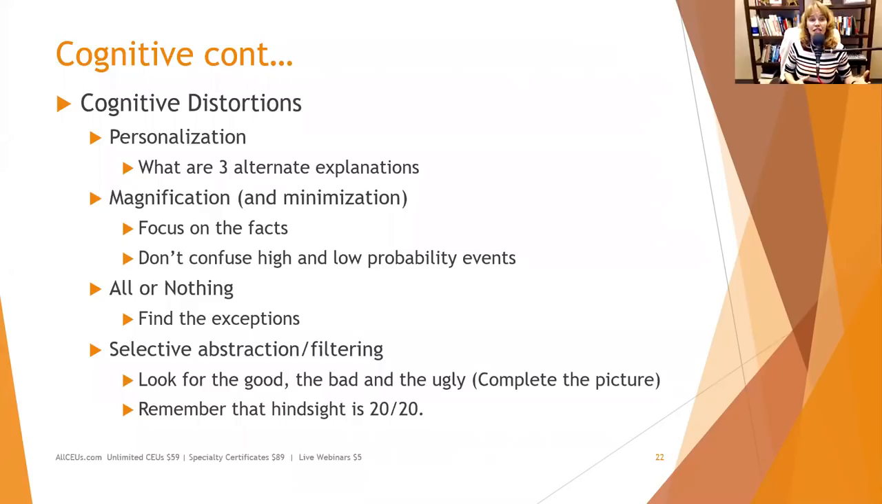And minimization going along with that. A lot of times when people magnify and see a catastrophe, they minimize not only their own strengths and resources, but all the other stuff that they've got going for them. All they're seeing is this catastrophe. So encourage them to focus on the facts. What is actually happening and what is the high probability event, and encourage them to get information and look at the broader picture.